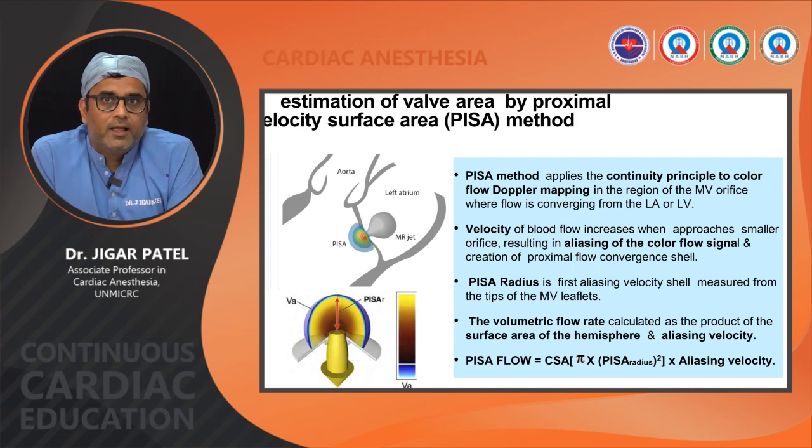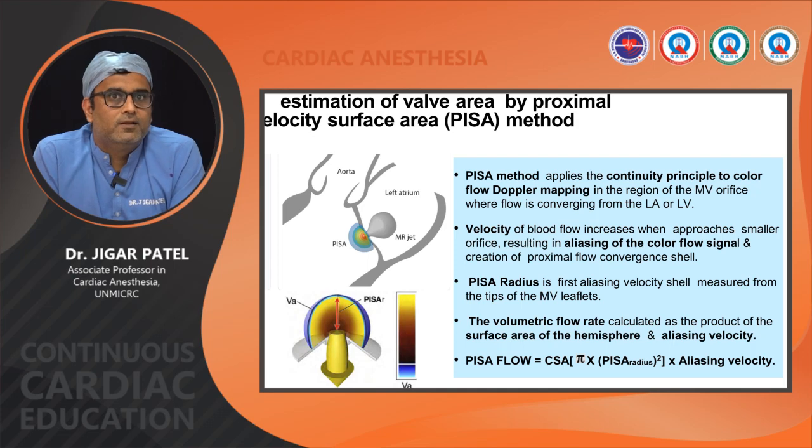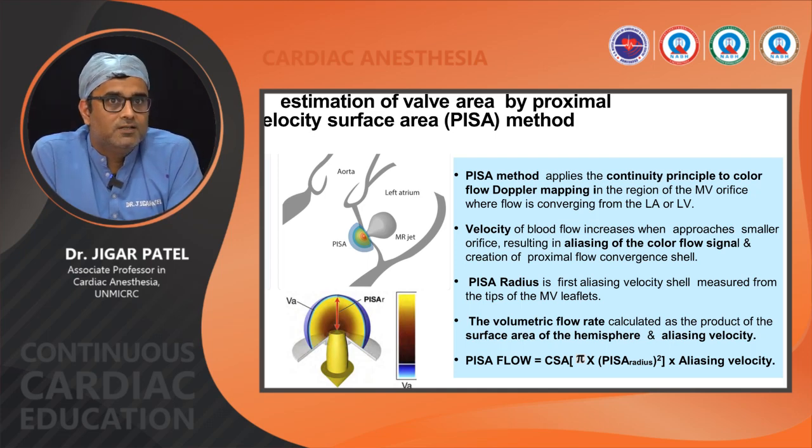So the PISA method applies the continuity principle in color flow Doppler mapping in the region of the mitral valve orifice. As you see in the image, when flow is converging from the LA or LV, the velocity of blood flow increases as it approaches a smaller orifice like a stenotic valve, resulting in aliasing of the color flow signal and creation of a proximal flow convergence shell.